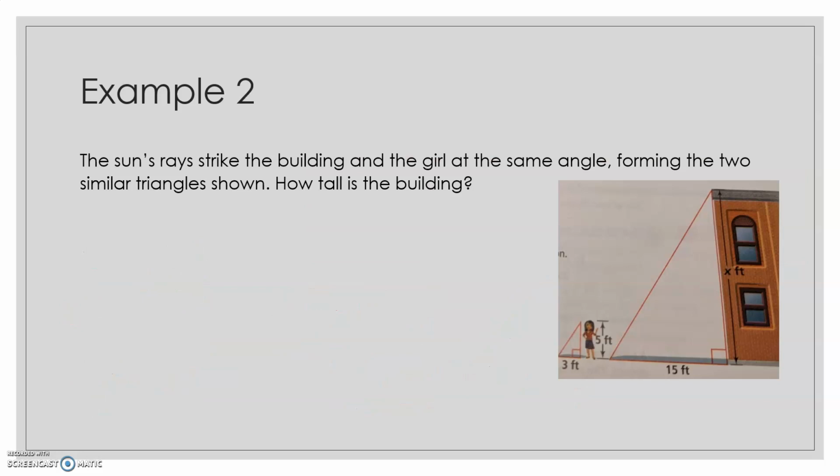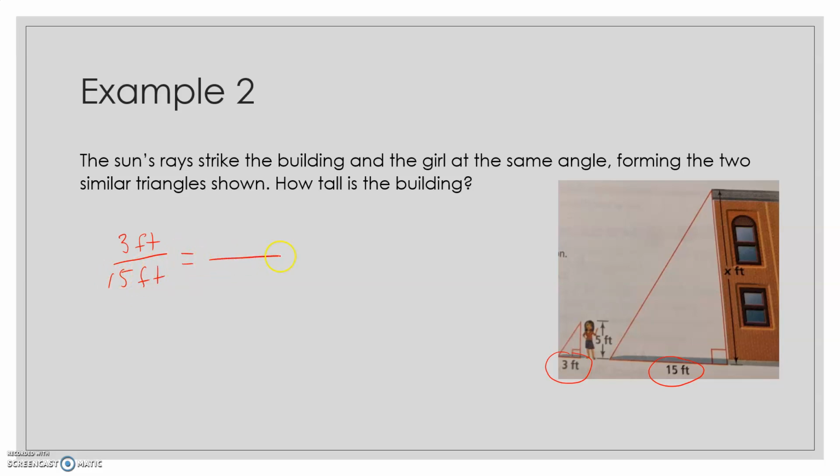All right, same question here, just a little more word problem. We've got a picture instead of just a couple of triangles, but it's still the same thing. We've got some corresponding sides, so we have the bottom of our triangle, or the distance along the ground, and so that distance is 3 feet compared to 15 feet, so there's our first ratio.